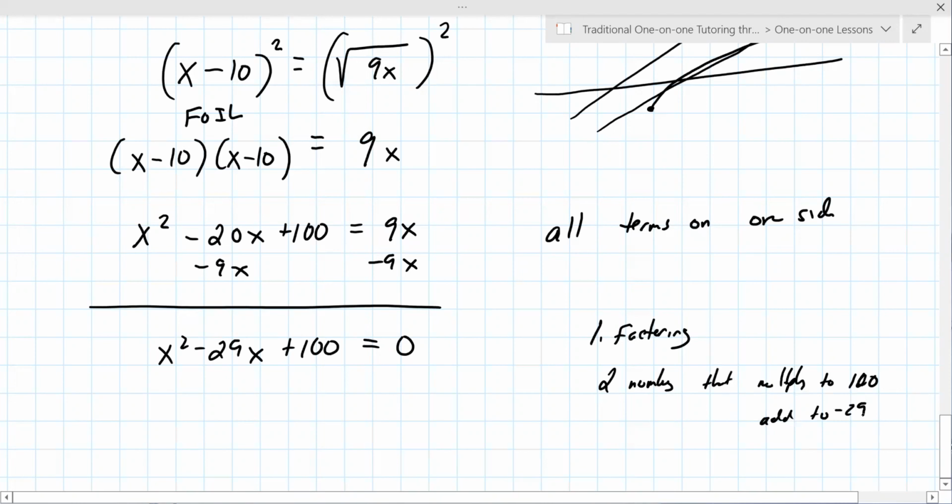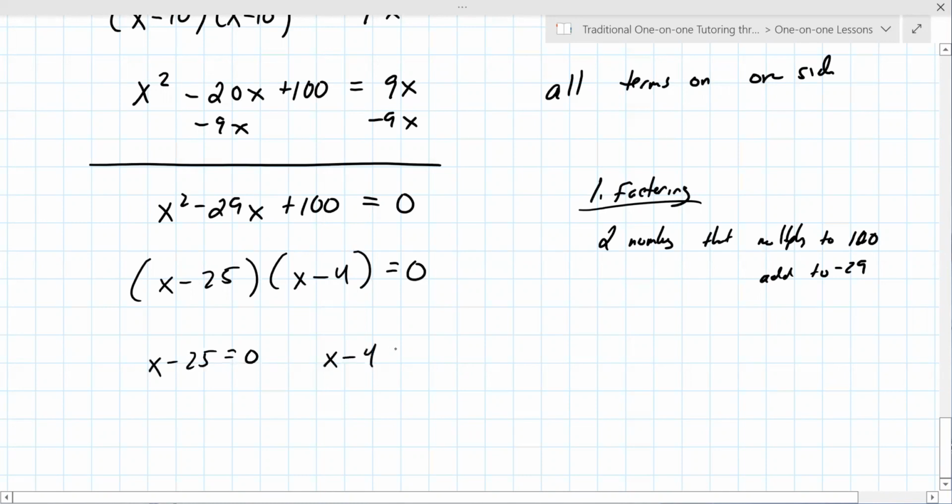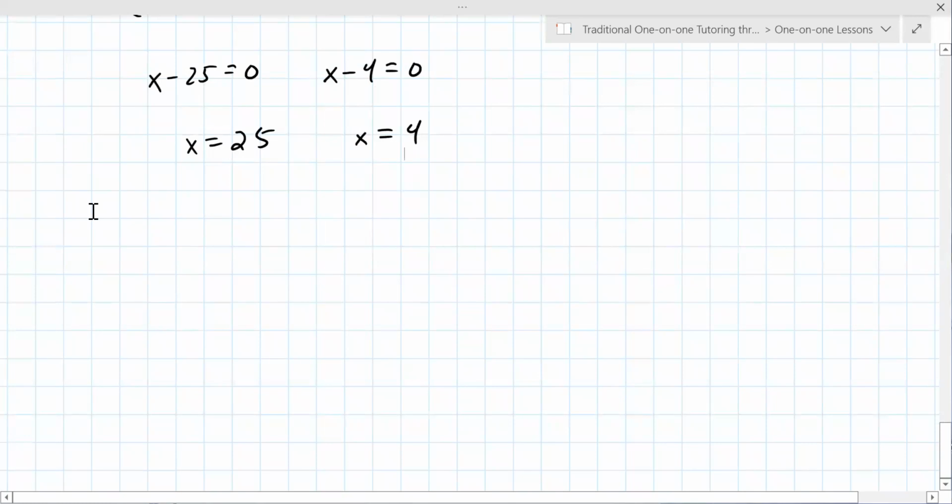This is usually the hardest part for students because you've done all this other work and now it's like, oh, I got to factor. Yeah, you got to factor. You got to come up with that. I think it'd be -25 and -4. Perfect. Very good. So you set each of those equal to 0, and you get two answers, x equals 25 and x equals 4. But the question is, do they both work? That's where you really do have to go back to the original and try them.